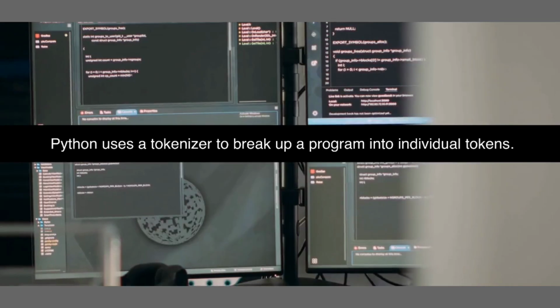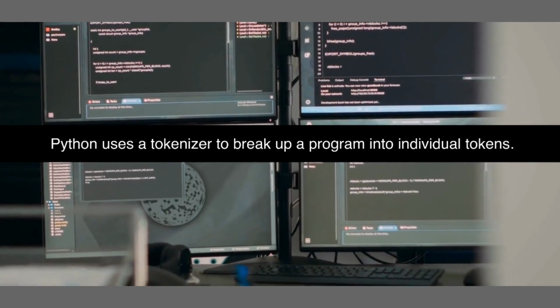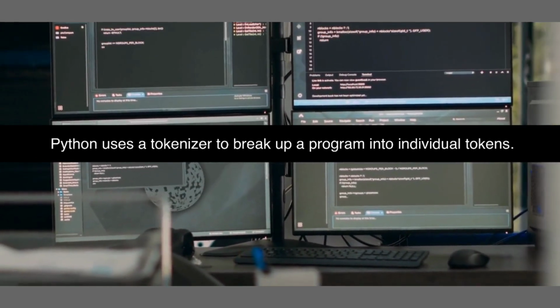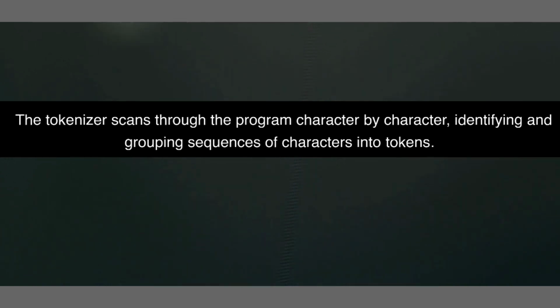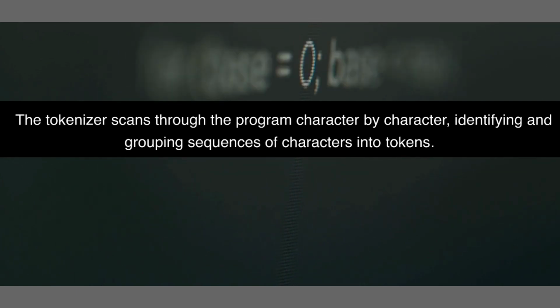So how does it work? Python uses a tokenizer to break up a program into individual tokens. Whenever you are writing a program, the tokenizer scans through the program character by character, then identifies and makes groups of the sequences of the characters into tokens.